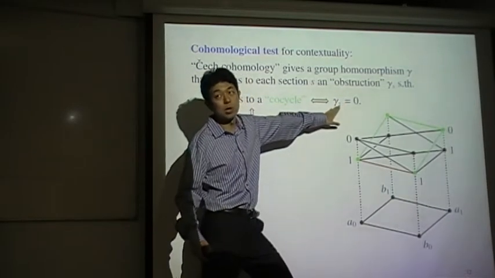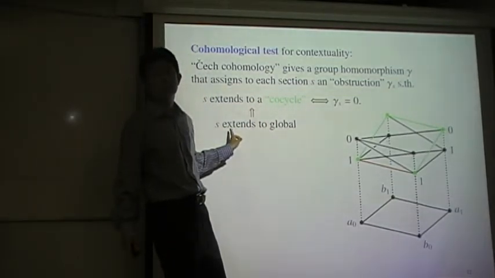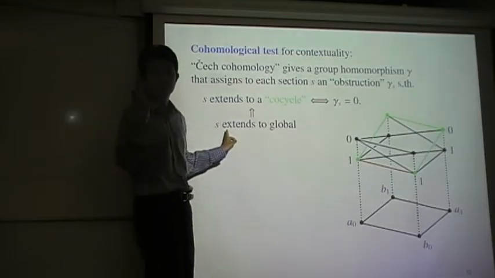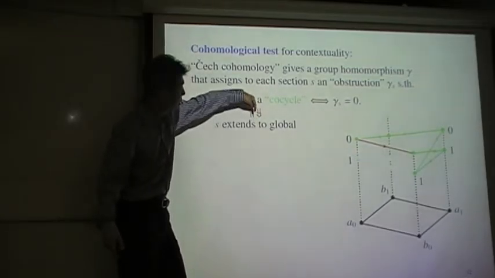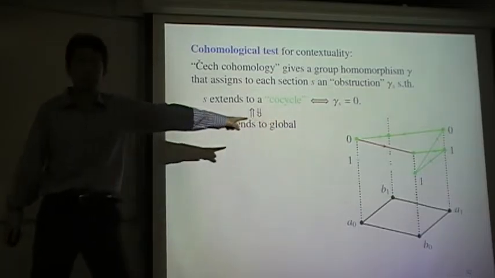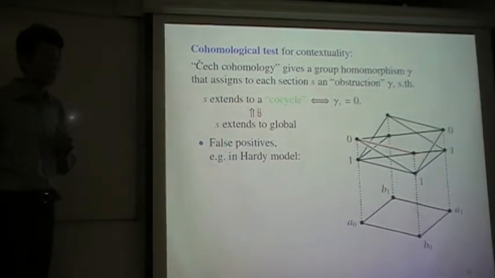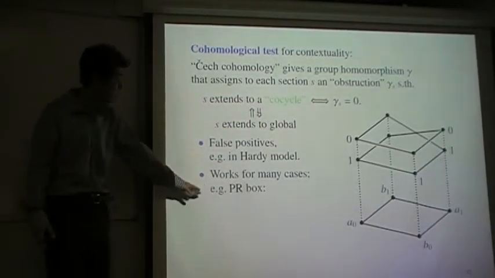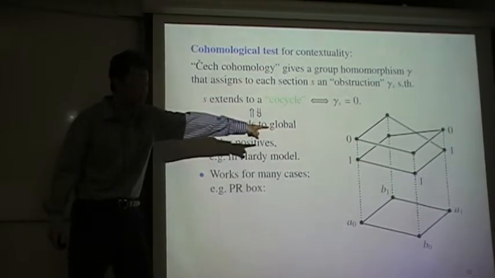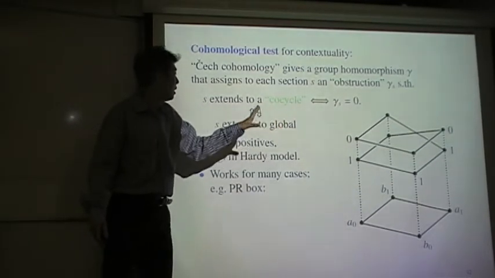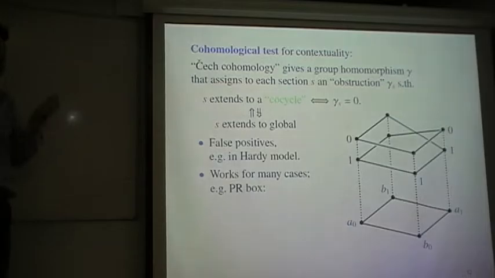So you get this implication. Whenever the obstruction fails to vanish, you can see that, okay, that section cannot be extended to a global section. That's the cohomological test for contextuality. Yeah? Unfortunately, this direction doesn't go because that one is not a global section but a cocycle. So, unfortunately, there are some false positives, for example, in the Hardy model, but this test still works for many examples from quantum mechanics or quantum foundations, including PR box. So PR box looks like that, yeah. And then you cannot find the false positive there. Cohomology is going to tell you that each section has a non-trivial obstruction.